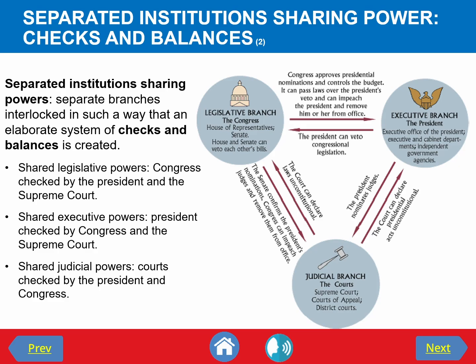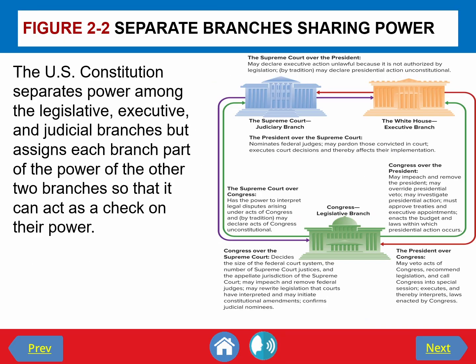Under the principle of separation of powers, separate branches interlocked in such a way that an elaborate system of checks and balances is created. For instance, Congress can be checked by the President and the Supreme Court. The President and members of the executive branch can be checked by Congress and the Supreme Court. And the courts and judiciary can be checked by the President and Congress. When these checks are used to extend and restrain powers through interlocking oversight, separation of powers extends to a system of checks and balances. The U.S. Constitution separates power among the legislative, executive, and judicial branches but assigns each branch part of the power of the other two branches so that it can act as a check on their power.